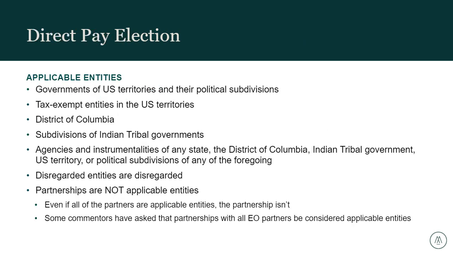So the direct pay election: you're seeing here on the slide the applicable entities, but the direct pay really is a game changer for nonprofits, as it allows qualifying tax-exempt entities to receive a direct payment from the IRS in lieu of a tax credit. Therefore, it gives these nonprofits access to the same financial incentives that for-profit companies had and received when investing in renewable energy.